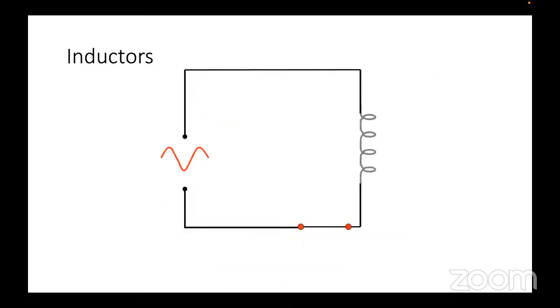The next component we're going to look at is inductors. So what are inductors? Inductors are nothing but a coil of a conducting material. As a student in school, you would have played with electromagnets, where you take an insulated copper wire, wrap it around a nail, connect it to a battery, and you create an electromagnet.